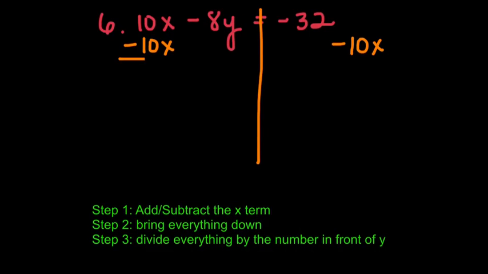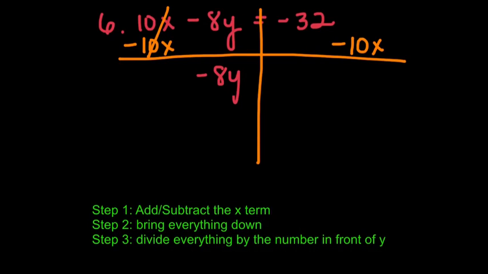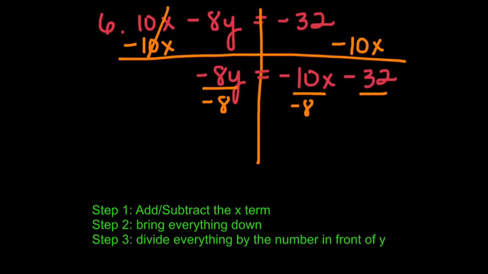So let's start there. So 10x minus 10x is obviously going to cancel out. I'm going to go ahead and bring down that negative 8y equals, and then again, this comes down separately. We don't combine that whole number with the variable. So I'm going to bring down negative 10x and then minus 32. Okay, third step now is to divide everything by the number in front of y. So this time the number in front of y is a negative 8. So I'm going to divide everything by that negative 8 there in front of the y.